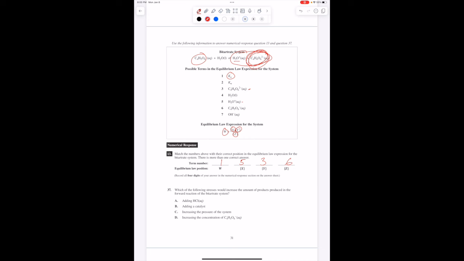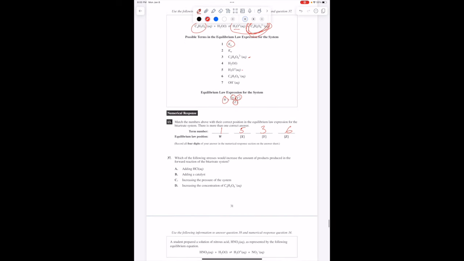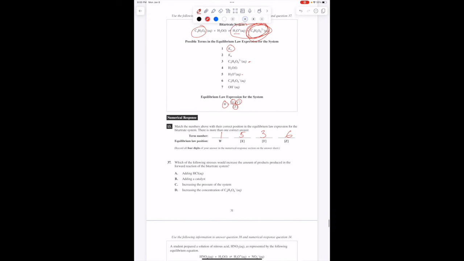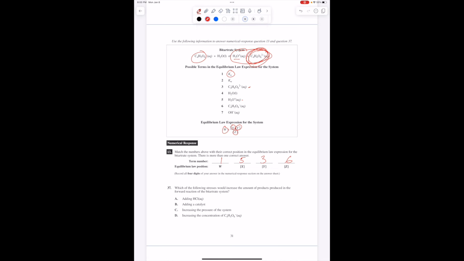Okay, good. Which of the following stresses would increase the amount of products? Okay, so Le Chatelier is like, it's hard. When you know what you're doing, it's almost hard to get them wrong. If you added HCl, what are we looking for? So we're looking for what's going to shift to product. So we need it to shift that way. So if I added HCl, it's going to shift the other way. So that's wrong. Okay.